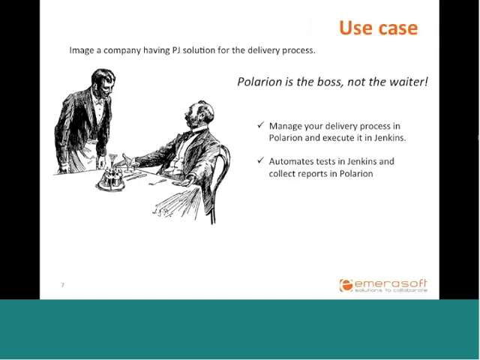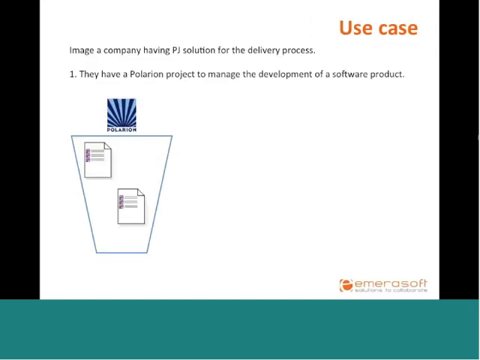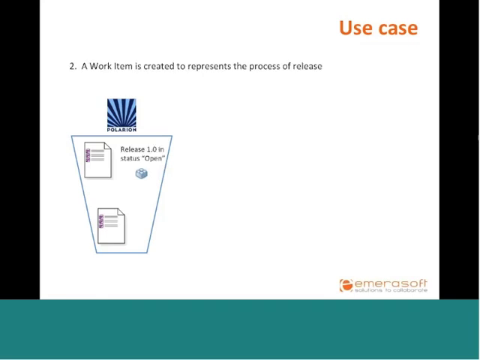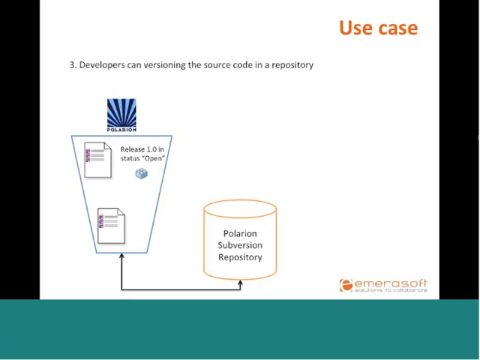Okay, this is a use case. Imagine a company having a PJ solution for the delivery process. This company can have Polarion to manage the development of a software product, and it can have some documents, requirements, tasks, all in Polarion. A new work item that they use to drive the build is created. It is in status open, and Polarion obviously is with a Subversion repository.